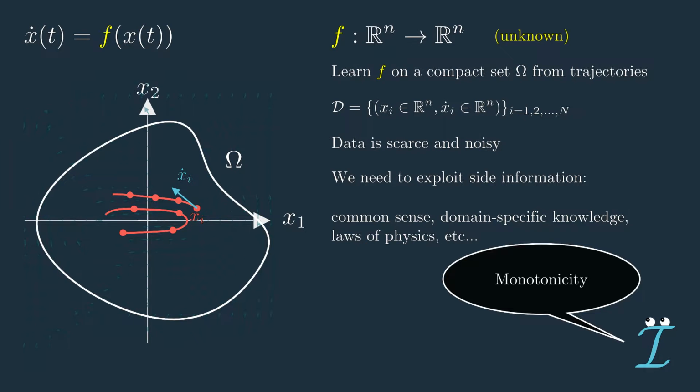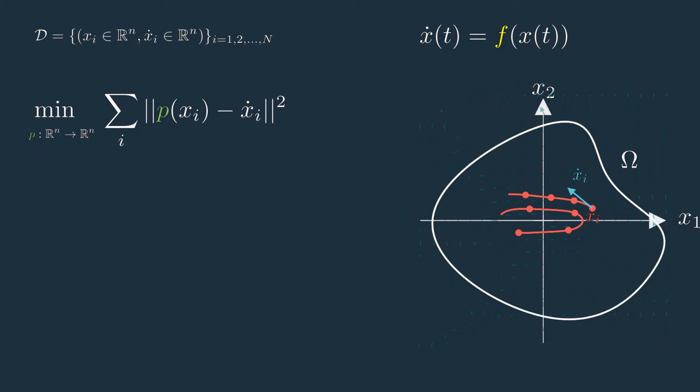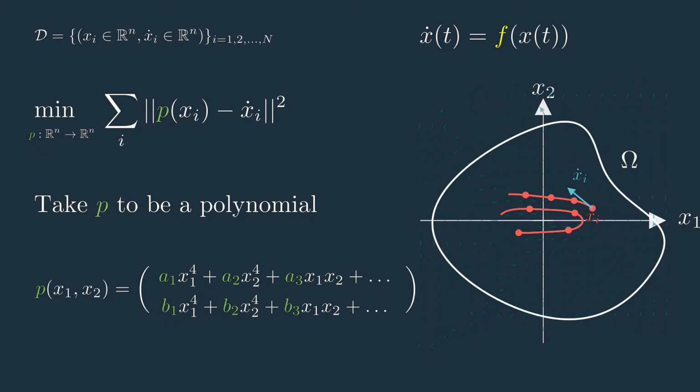So our approach is to fit a vector field to our data by solving a least squares problem, and I'm going to parameterize the candidate vector field as a polynomial, meaning that the entries of my candidate vector field are polynomial functions of the state variables of some degree, and the coefficients of these polynomials are the decision variables of my least squares problem. And now I need to impose the side information that the true and unknown vector field f satisfies on my candidate vector field p. So now I'm going to show you how to use SOS, or sum of squares techniques, to impose side information on candidate polynomial vector fields.